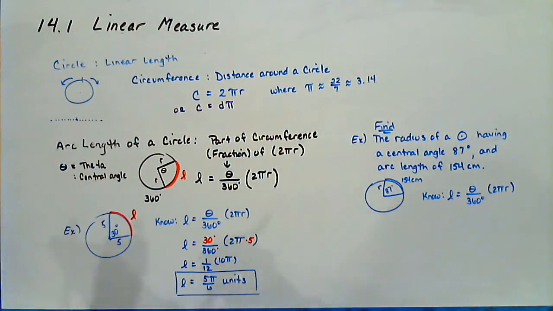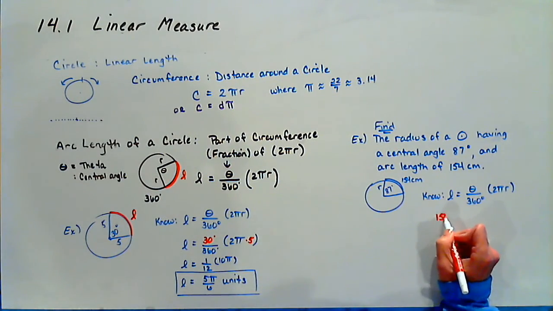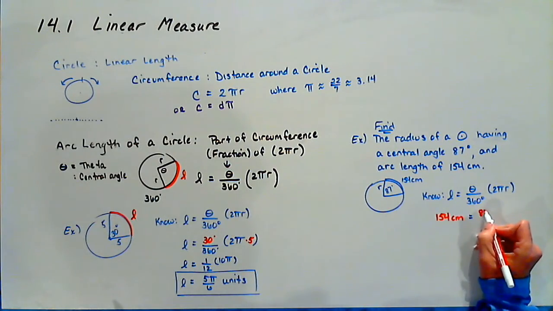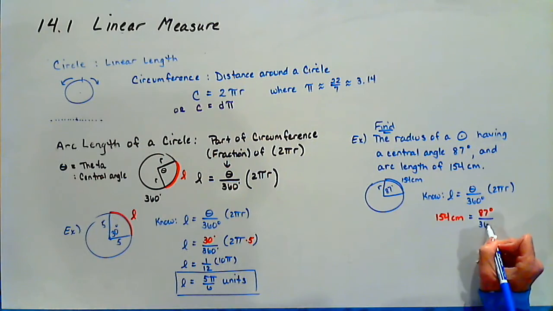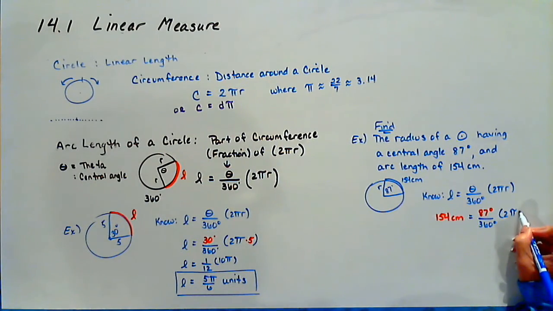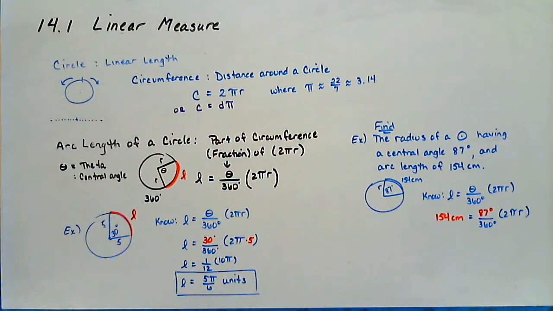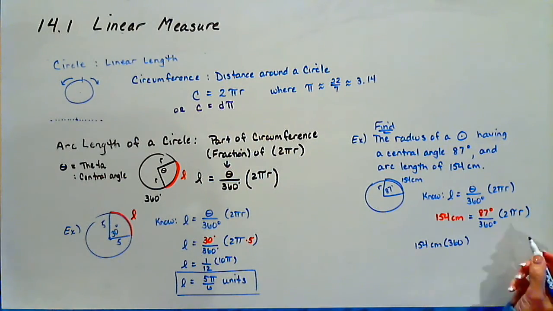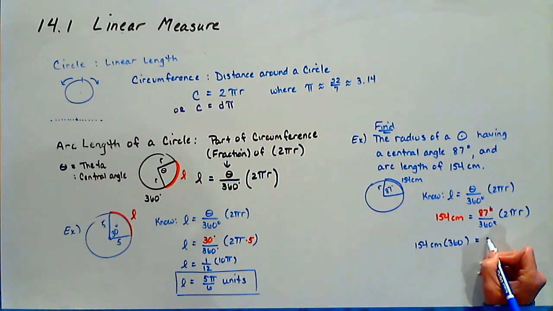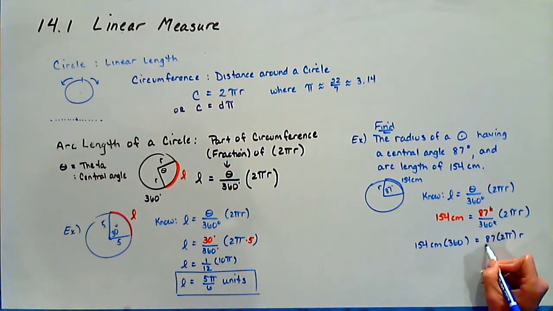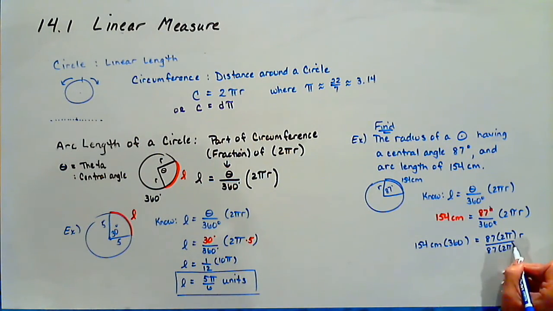So if I substitute in what I'm given, an arc length of 154 centimeters, I'm given an angle measure of 87 degrees out of 360. 2 is a constant, pi is a constant, and I don't know the radius. So if I cross multiply first, I have 154 centimeters times 360, because notice my degrees reduce, equals 87 times 2 pi times the radius. Well, since I'm solving for the radius, I'm going to divide both sides by 87 times 2 pi.